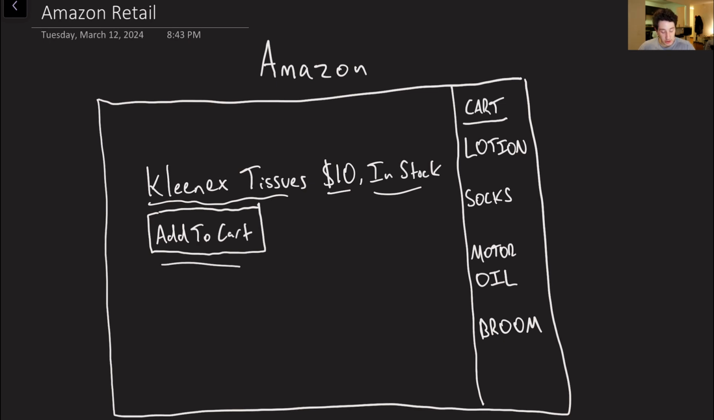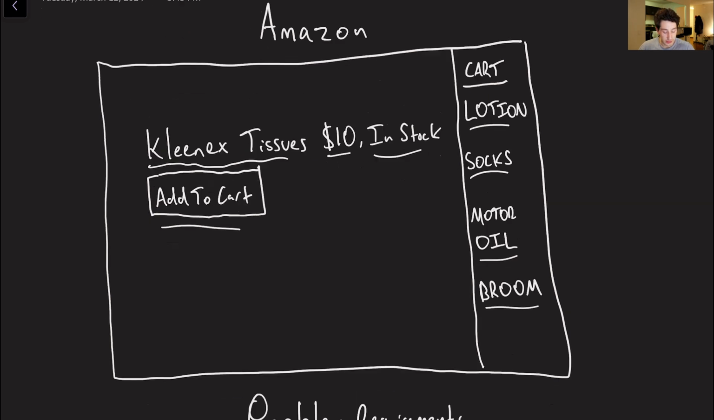So as you can see in my cart, it shows the items that I've currently got ready to check out. I've got some lotion, some socks, some motor oil, a broom. No relation between any of those items, just random stuff that I picked out.